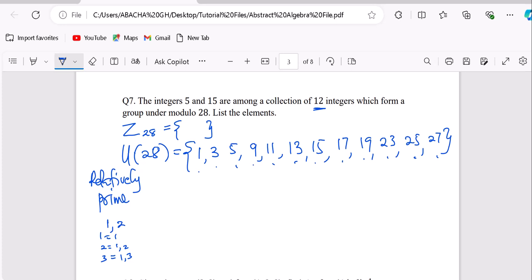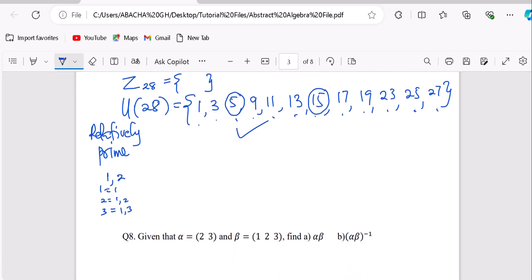And they are saying that they are under modulo 28, and you can see that they are actually under modulo 28. Now, they are saying that they have integers 5 and 15. So this is our 5 and this is our 15, and actually they've satisfied the condition that they specified. And so these are the members of our group. That is all for that particular question.